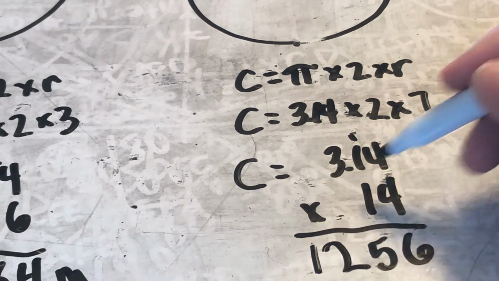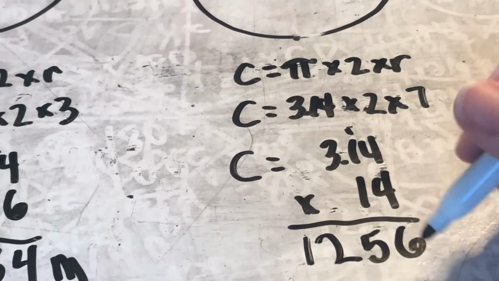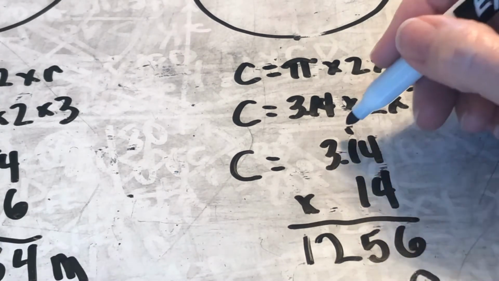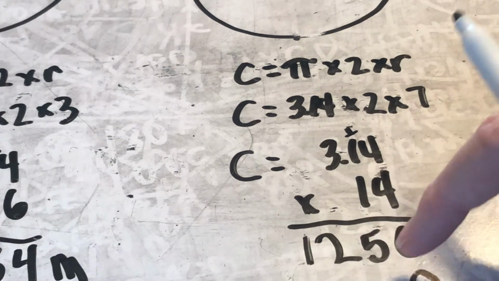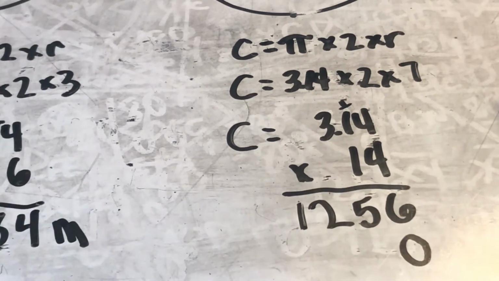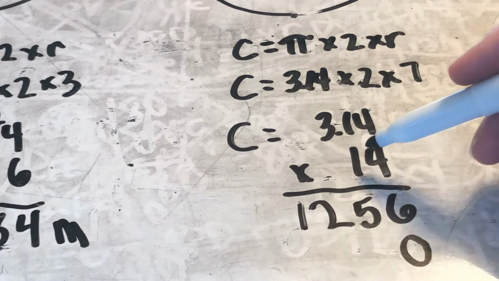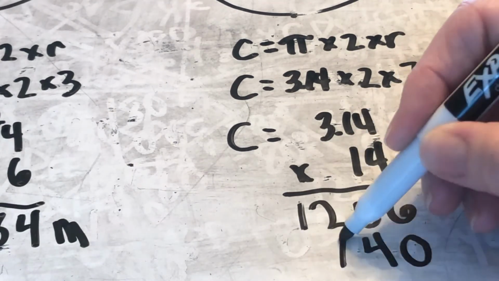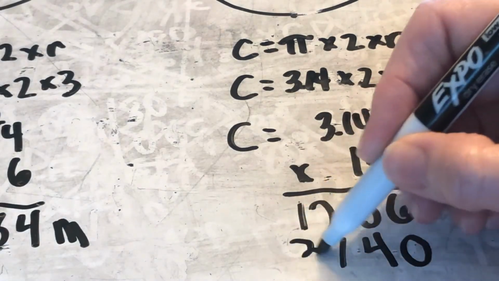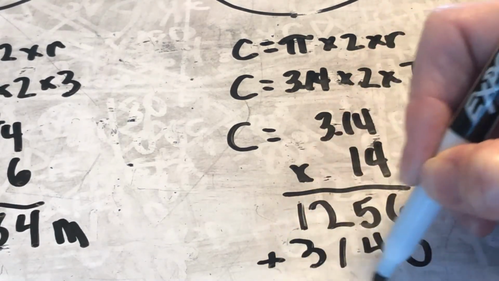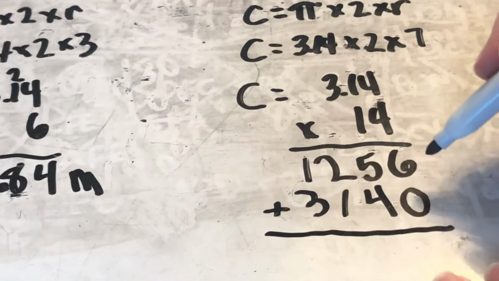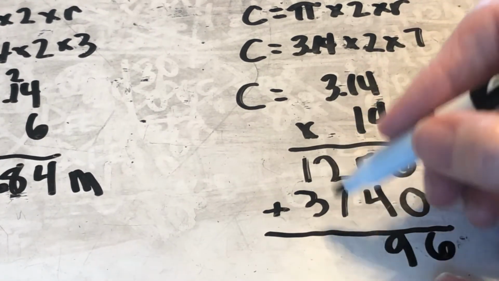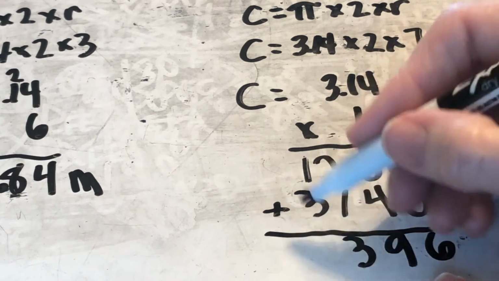Now, I'm not done because I still have a number in the tens. So I know I have to put 0 as a placeholder because I need to start in the tens. I'm going to get rid of that one I carried. 1 times 4 is 4. 1 times 1 is 1. 3 times 1 is 3. I have to add my partial products up. 6 plus 0 is 6. 5 plus 4 is 9. 2 plus 1 is 3. 3 plus 1 is 4.